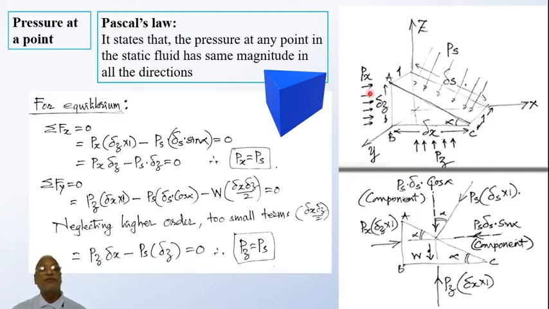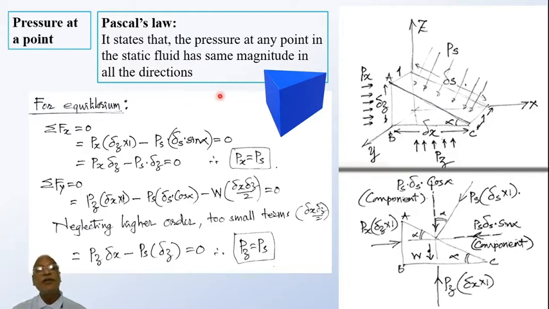So in this case, what Pascal's law states is that the pressure at any point in the static fluid has the same magnitude in all the directions. What exactly this means we'll see in detail, right? First of all, fluid has to be stationary, it should not be moving. So static fluid, in the sense the fluid is not moving. And then if you consider a point in fluid medium, then the pressure in different directions will be the same. That is what it means.